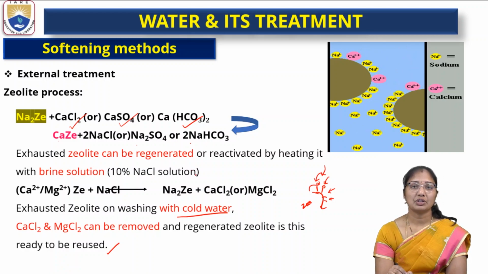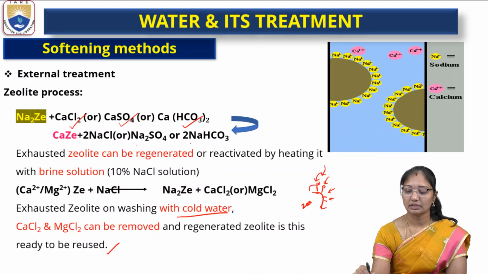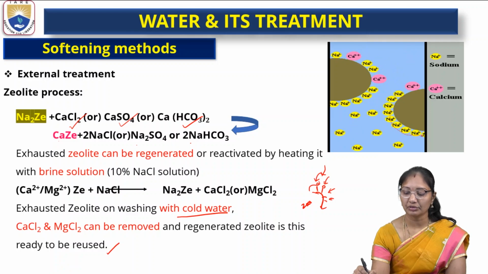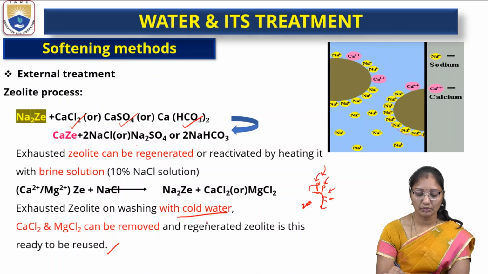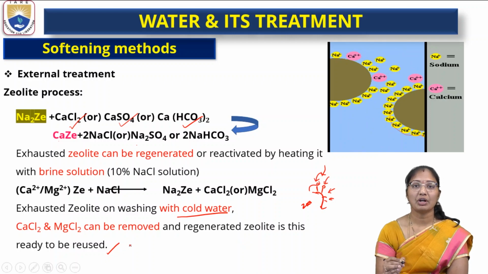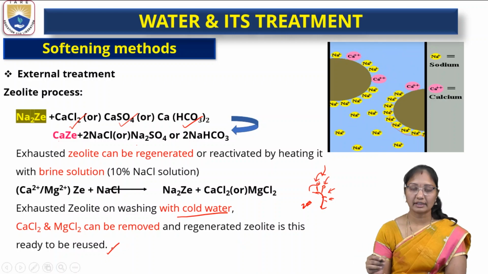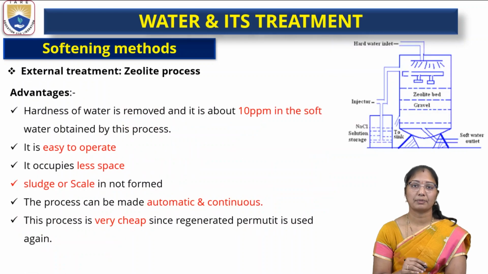So the exhausted zeolite, once all the active sites are replaced with calcium, then it has to be washed with water. Then calcium chloride or magnesium chloride will be formed. So this can be removed and the zeolite regenerated by using this cold water, and then once washed it is ready for use and ready for the filtration of another batch.